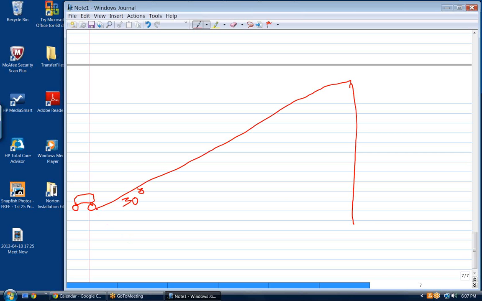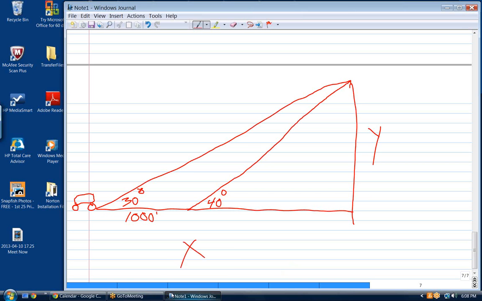You then move 1,000 feet forward and take another reading. This is a bigger angle. Let's say this is 40 degrees. All right. We have enough information by just moving 1,000 feet and taking 2 different readings. We can now tell how high that mountain is and how far away we are from it.